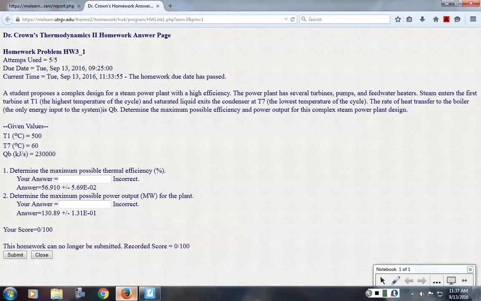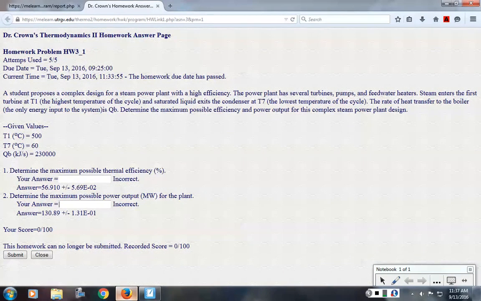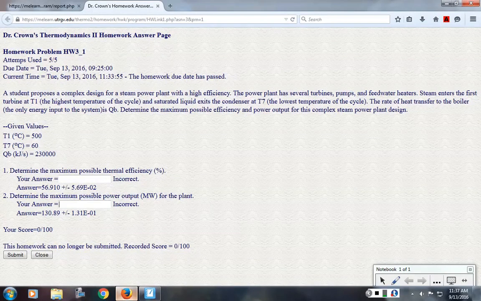All right, welcome to homework 3. I want to say a few things about this first problem. It's a complex steam power plant, but we haven't made it to that point in the course yet. We're going to evaluate those, but we should have been talking a little bit about efficiency and improving efficiency.